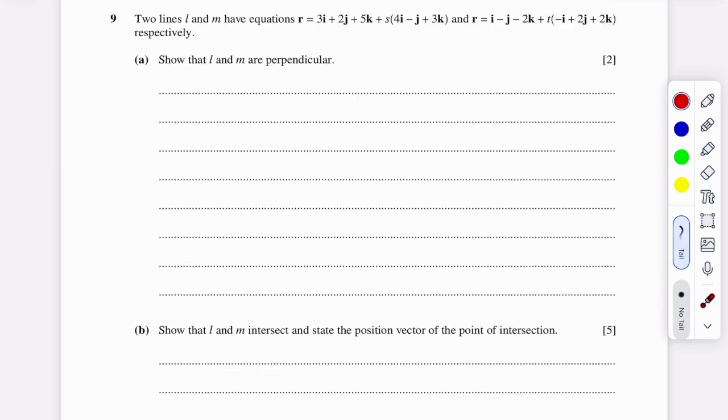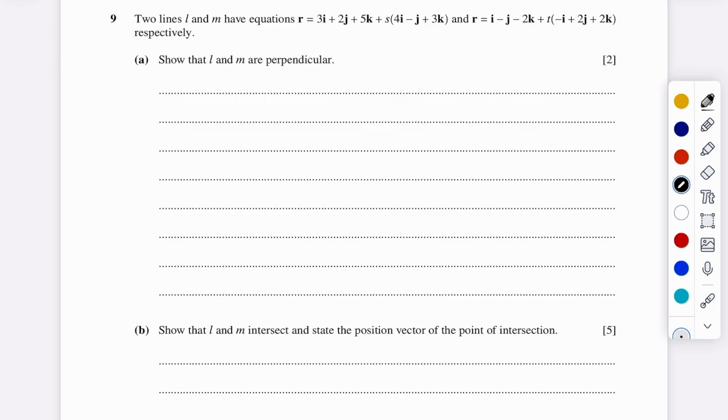Alrighty guys, so for number 9, we've got a vector equation. We get into the vectors part of the paper. It says we've got two lines L and M, with the following equations: 3, 2, 5 plus S times 4, negative 1, 3, and this line here. It wants us to show that they're perpendicular, and the way we show that is through an understanding of the direction vectors and how they interact with each other.